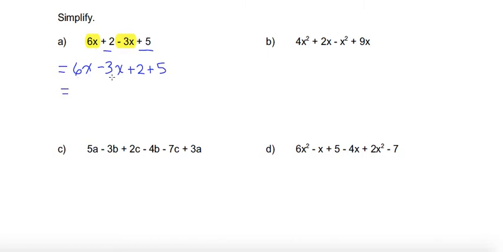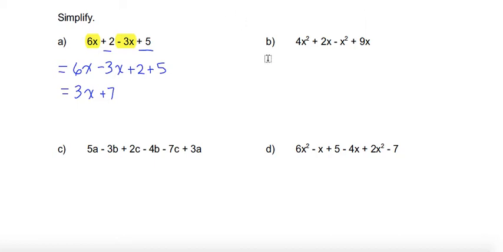So 6 take away 3 is 3x, and 2 plus 5 is 7. So this expression simplifies to 3x plus 7. Let's go ahead and look at the next one.